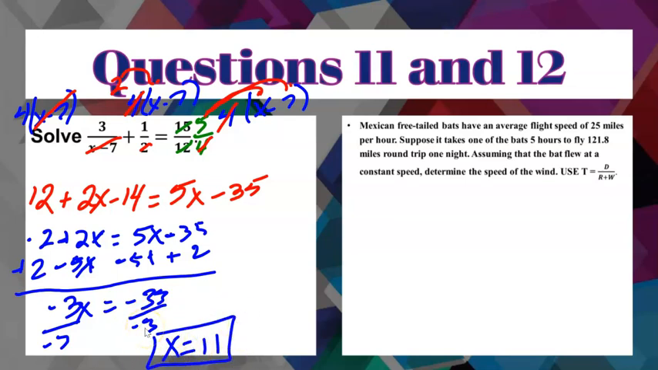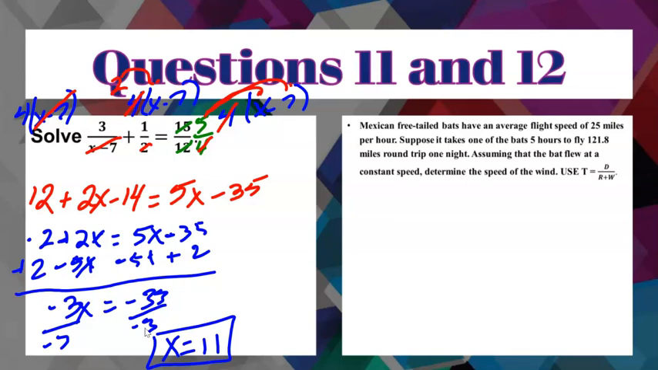And our last question says Mexican free-tailed bats have an average flight speed of 25 miles per hour. Suppose it takes one of the bats 5 hours to fly 121.8 miles round trip one night. Assuming that the bat flew at a constant speed, determine the speed of the wind. Use T equals D divided by R plus the W. The W is our wind speed, so really it's all based on rate times time equals distance.